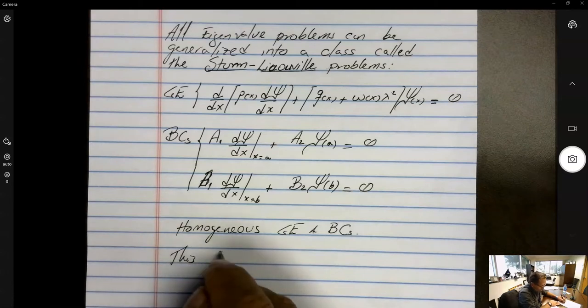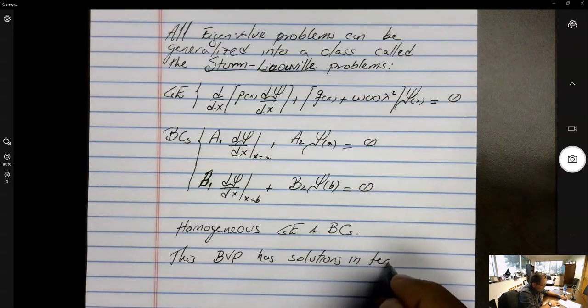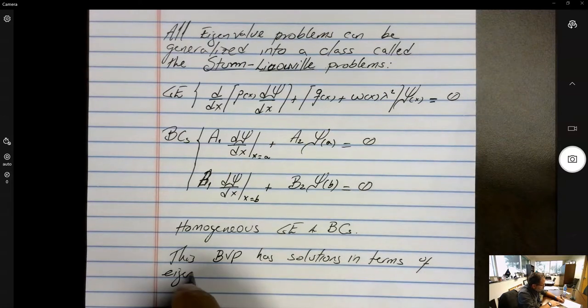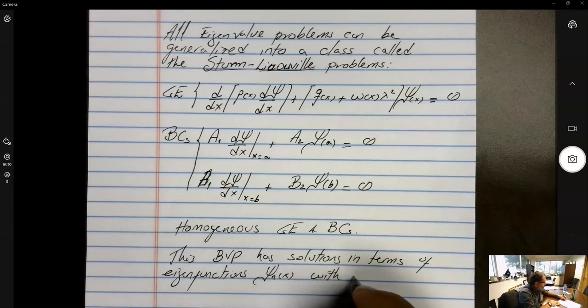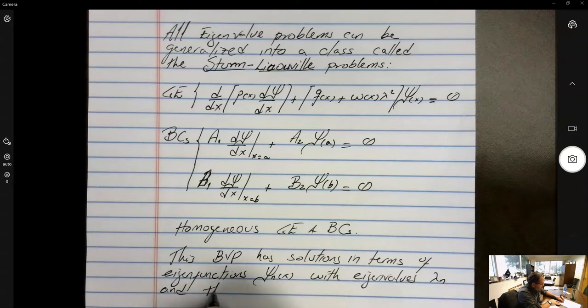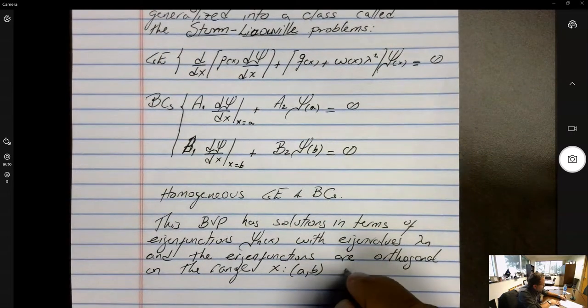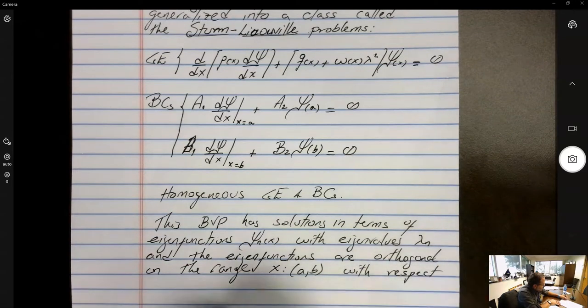Okay, these boundary value problems have solutions in terms of eigenfunctions ψ_n of x with eigenvalues λ_n, and the eigenfunctions are orthogonal on the range x from a to b with respect to this weight function w(x). So it will be a matter of solving these equations.